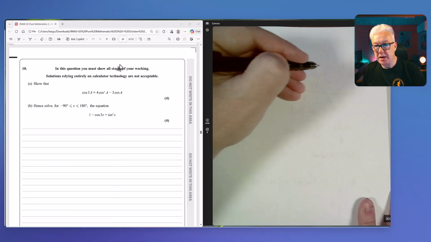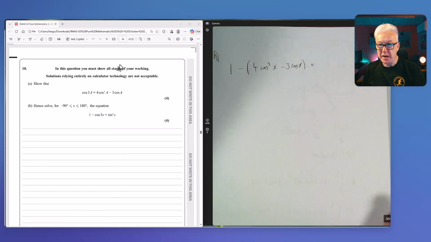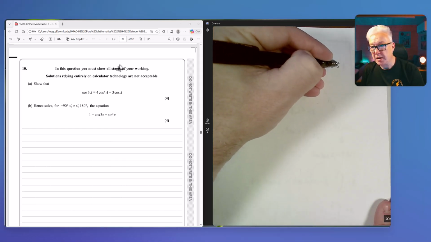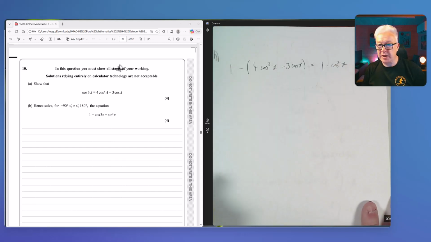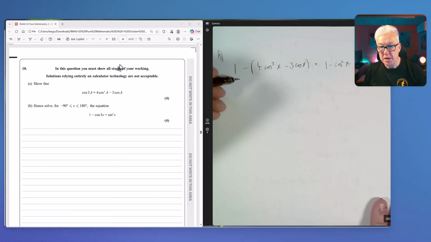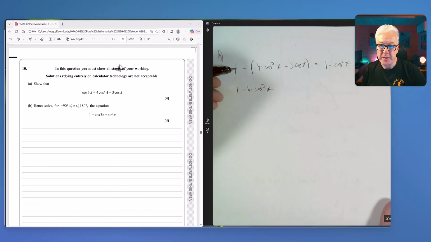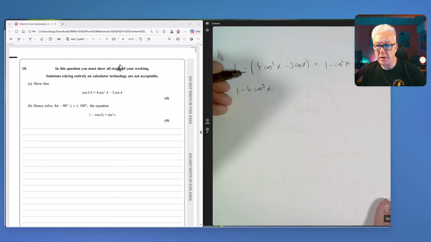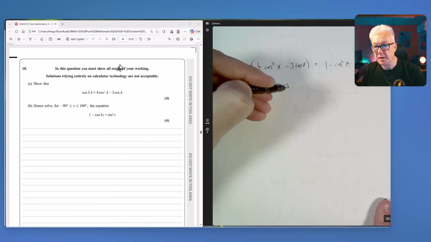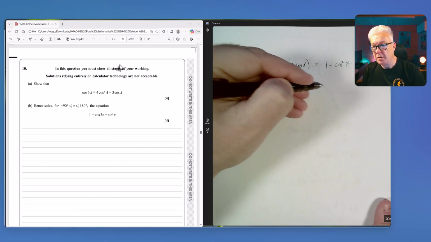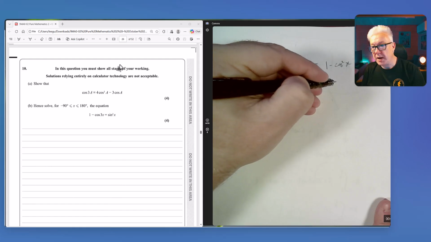And that is going to equal sine squared x. Now, I'm just going to replace that sine squared straight away with 1 minus cos squared x, because that way I'm going to get something that's all in terms of cos. So let's remove our brackets now. 1 minus 4 cos cubed x, and that's going to go to a minus and a minus, making plus 3 cos x is equal to 1 minus cos squared x.